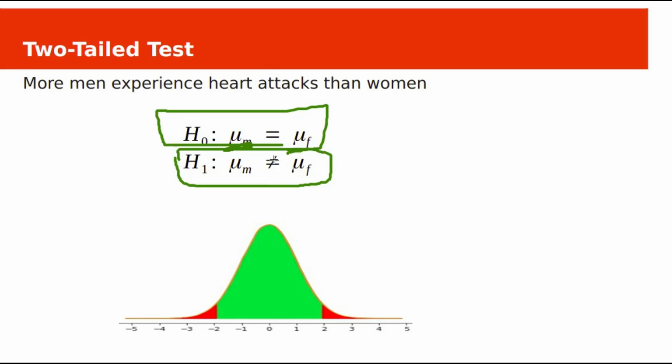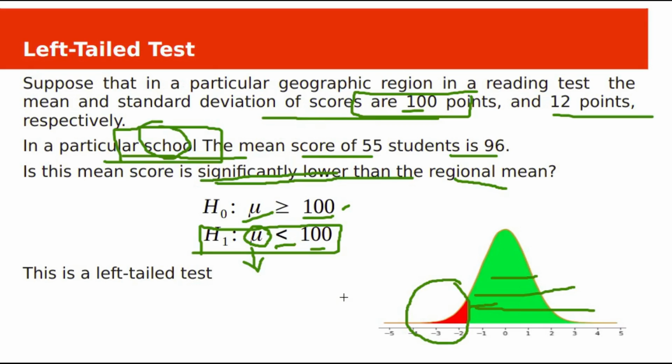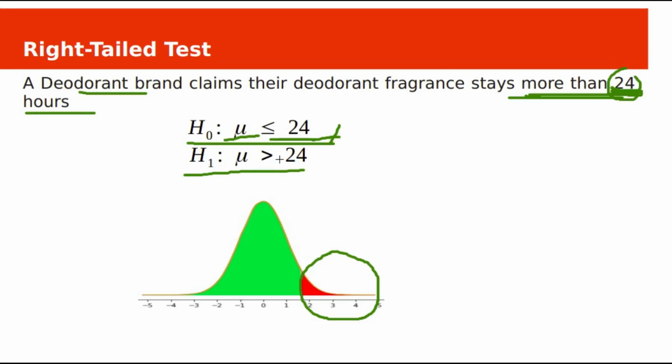So if not equal to is there in the alternate hypothesis, then you can say that it is a two-tail test. If less than is there in the alternate hypothesis, then it is a left tail test. If the greater than symbol is there in the alternate hypothesis, it is a right tail test.